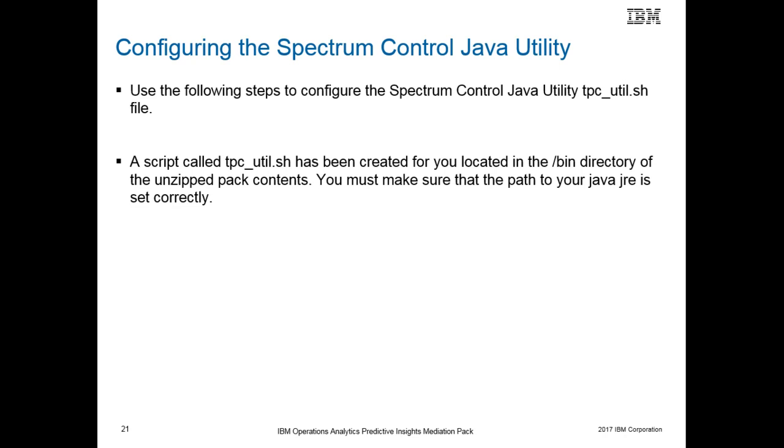We will now discuss how to run the Java utility. A script called tpc_util.sh has been created for you that executes the Java command. This script is located in the bin directory of the unzipped pack. Make sure that the Java path to your JRE is set.